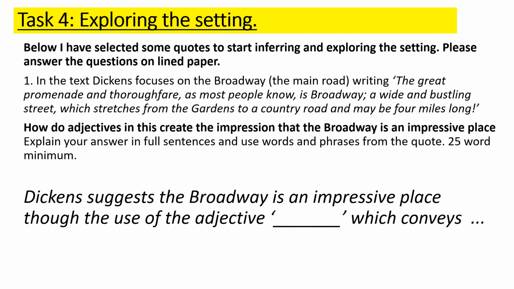I've put, how do adjectives in this create the impression that the Broadway is an impressive place? Explain your answer in full sentences and use words and phrases from the quote. And the idea is to try and get at least 25 words. So I've started you off. Dickens suggests the Broadway is an impressive place through the use of the adjective, and pick out an adjective. Remember, adjectives are those describing words, usually before a noun. So go back to that quote. Can you pull some out? Can you explain which conveys, which suggests? What does that word suggest?